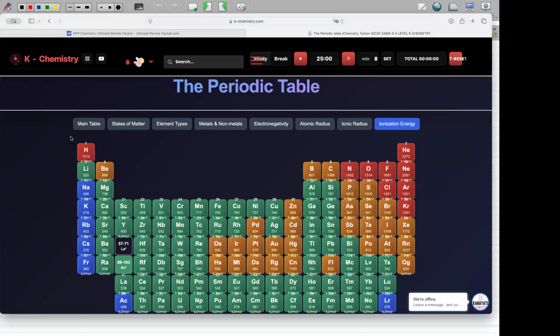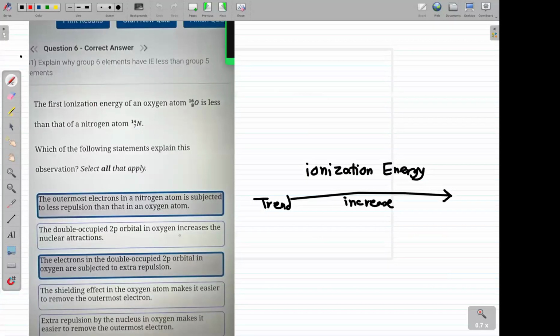Of course, the other two answers are not right. These ones, double occupied increases the nuclear attraction? Of course, no. Shielding effect, there is no shielding effect difference, and extra repulsion makes it easier to remove. Does the extra repulsion make it easier to remove the outermost electron? Repulsion by the nucleus? The repulsion is not caused by the nucleus. The repulsion is caused by what? By the electron. So if this word were electron, not nucleus, it would have been right. So the repulsion is not caused by the nucleus.